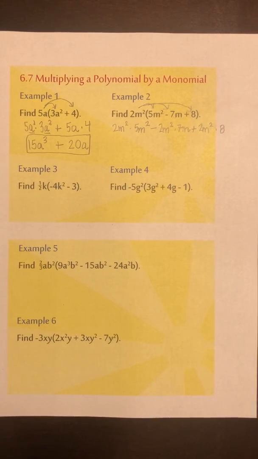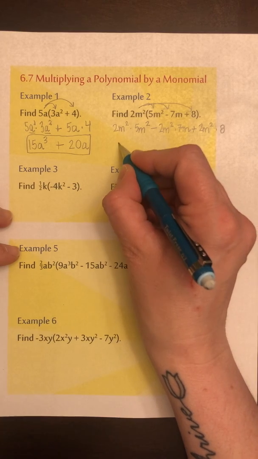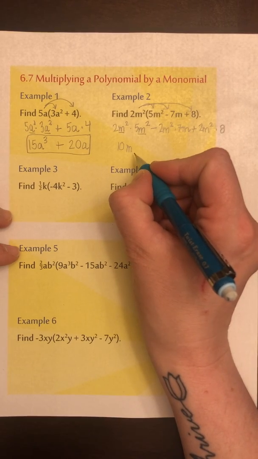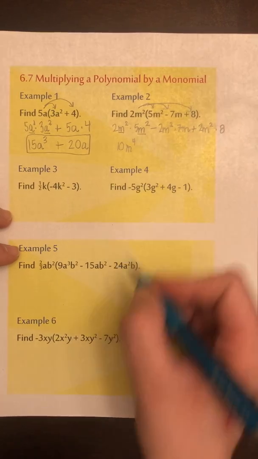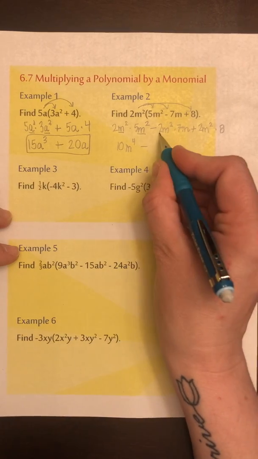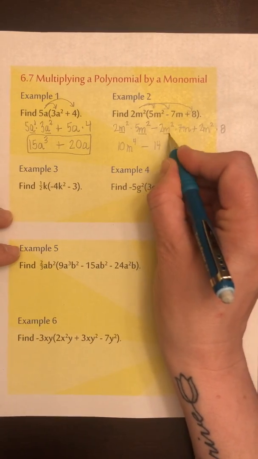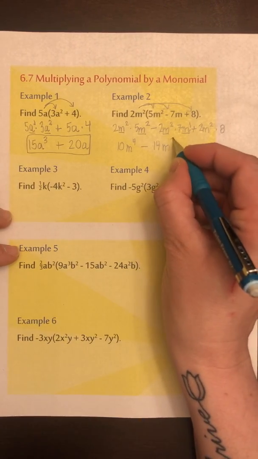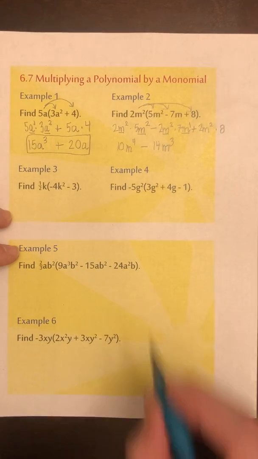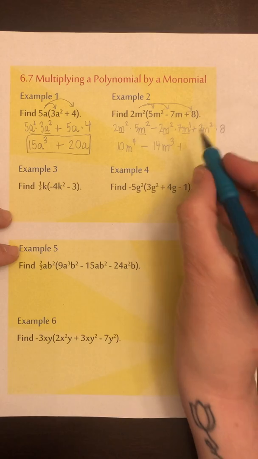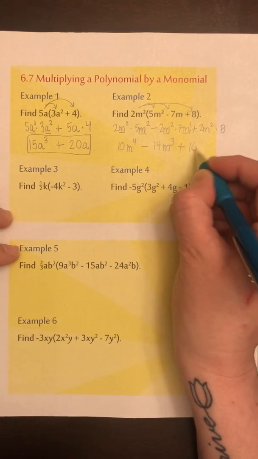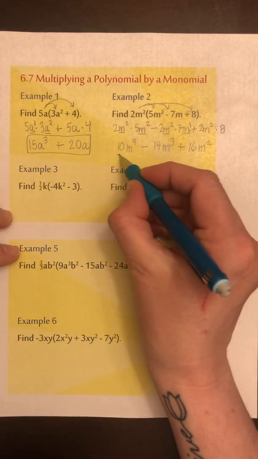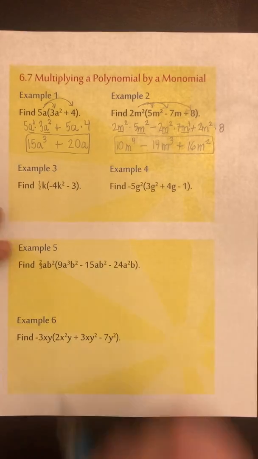All right, so 2m squared times 5m squared. Well, 2 times 5 is 10. Here I have the same base of m, so I keep the base, add the exponents, so 2 plus 2 is 4. So 10m to the 4th power minus 2 times 7 is 14. Same base of m, so you keep it, but you add your exponents, so 2 plus 1 is 3. So minus 14m cubed plus, last one, 2m squared times 8 is 16m squared. Notice they all have the same variable, but they don't have the same exponents, and so that means that we cannot simplify that any farther.